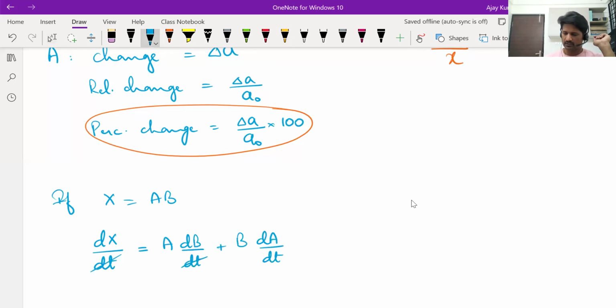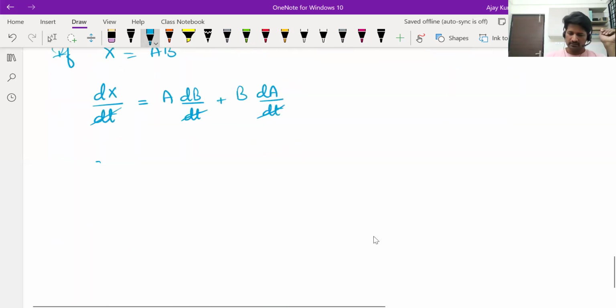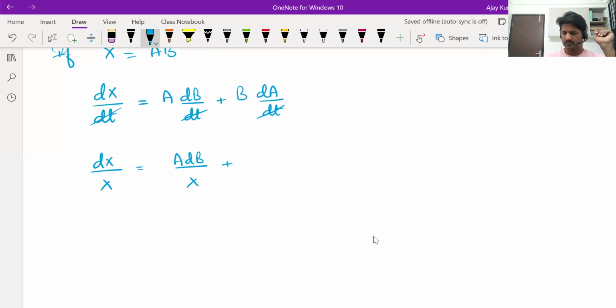And now you can cancel the dt. That's why I said it doesn't matter with respect to what you differentiate. So now we got dx in terms of a, b, dA and dB. What we wanted was dx by x. Into 100 we can do later. So dx by x becomes a dB by x plus b dA by x. That becomes a dB by x is nothing but ab.